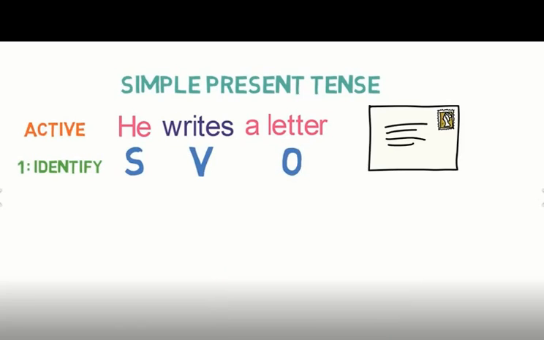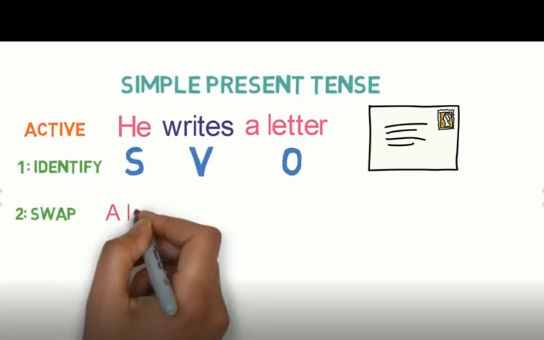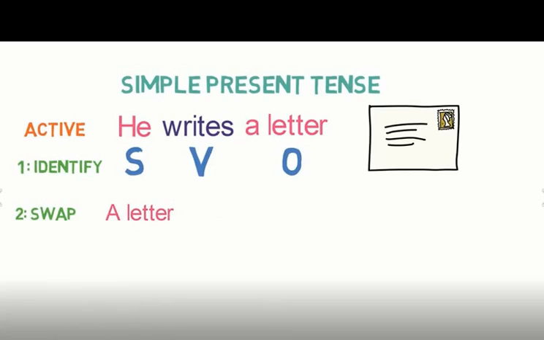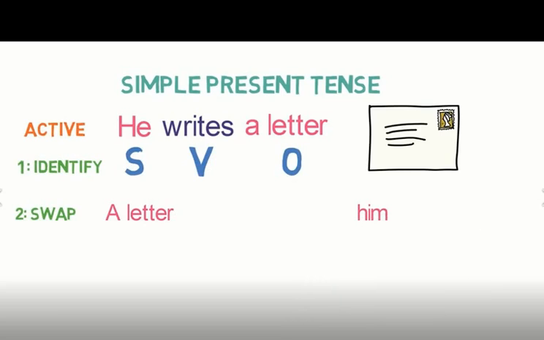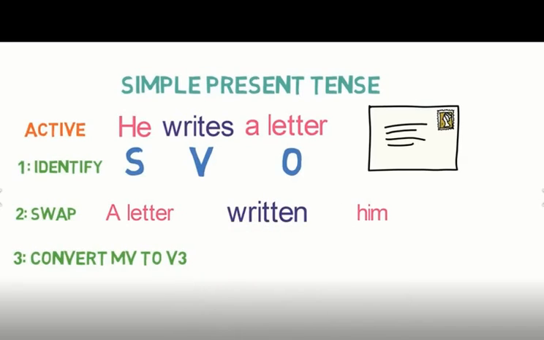Okay? Now, the second step is swap. We need to swap the object to subject and the subject to object. So, a letter will come into the first place and he will be turned to him. That is the pronoun change. And it goes to the last position where the object was. Okay? And third step, we need to convert the main verb into the third form verb, that is the past participle, verb 3. It will be written. And step 4, we need to add the helping verb.